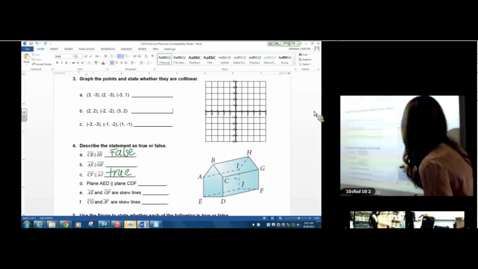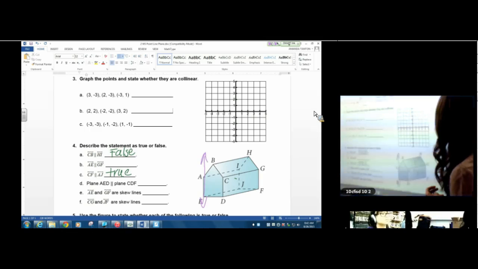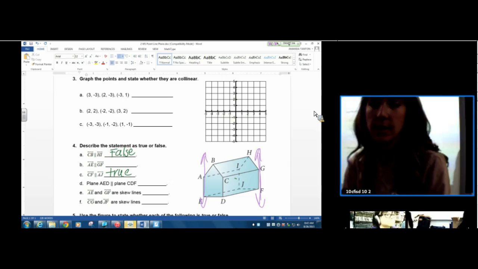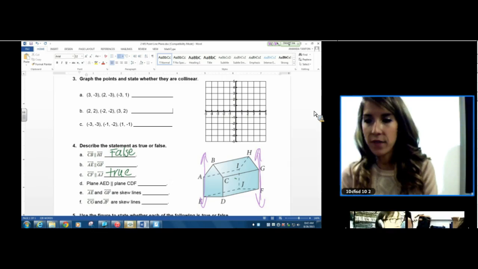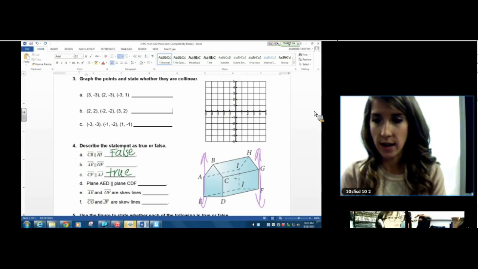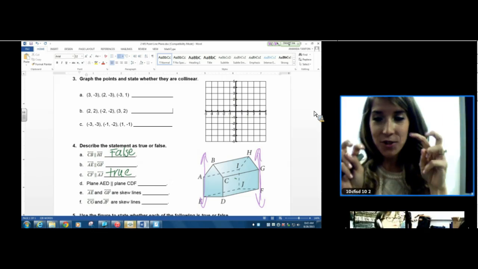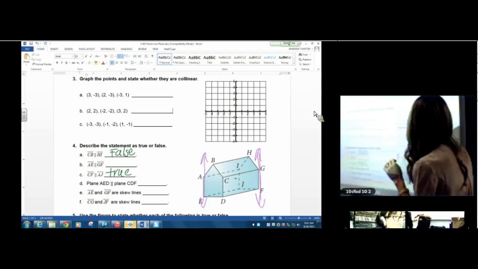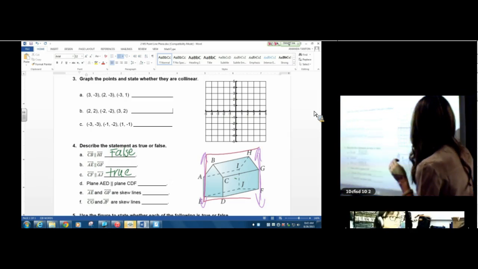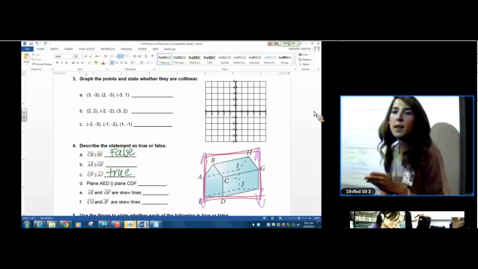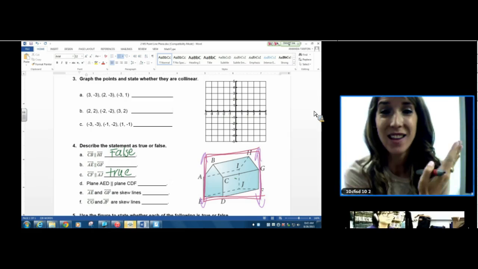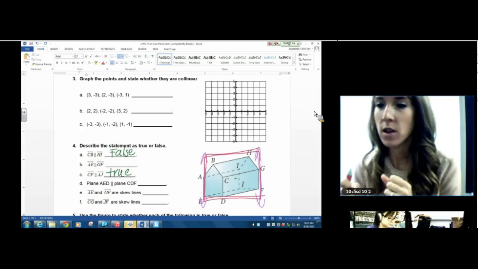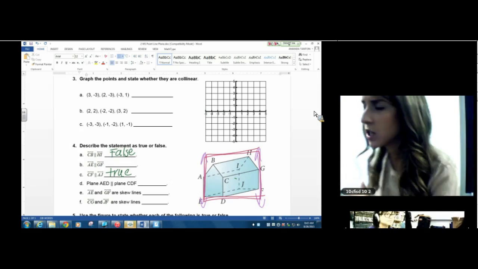AE and GF are skew lines. So, could I put a flat surface through those? Are those coplanar? And even though the plane is not drawn, doesn't mean the plane doesn't exist. There is a flat surface. There is a plane that I could connect these two. It's just that the plane is going diagonally through the figure. So you really have to be able to visualize these things sometimes. Okay? So that one is skew, false.